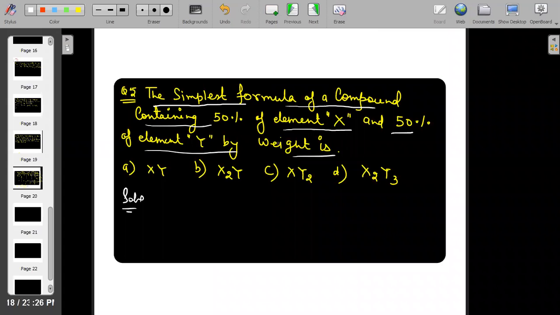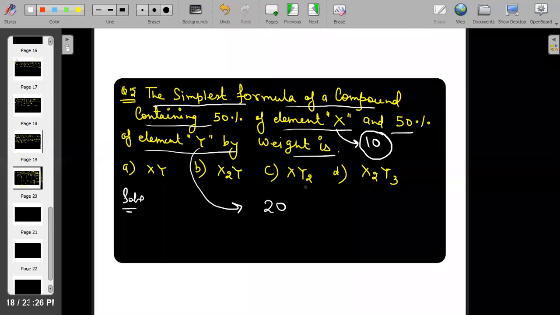Now I am modifying the question. Suppose the element X has atomic mass 10 and element Y has atomic mass 20. Now write down the formula. Same question, but now the atomic masses are given, because element X is unknown. Atomic mass of element X is 10 and atomic mass of element Y is 20. Now how to solve? Now solve it.